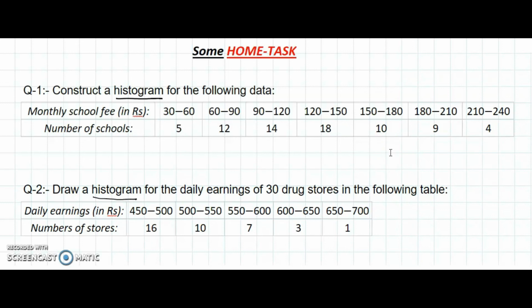In the upcoming video we are going to learn about the next kind of graph that we call a circle graph or a pie chart, and after that we are going to learn the last kind of graph, which is called a polygon graph. So for that you just have to wait a few days, then I'm going to explain all the things regarding the pie graph and the polygon.